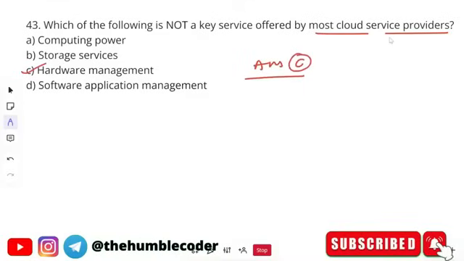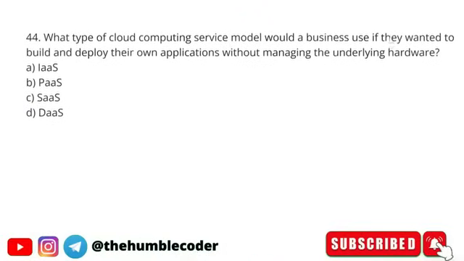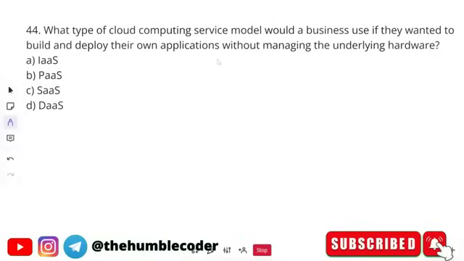service providers. Okay, next is this question, which is what type of cloud computing service model would a business use if they want to build and deploy their own application without managing the underlying hardware? So hope you have understood the question. They don't want to manage the underlying hardware basically. So for that, which is useful, the options are IaaS, PaaS, SaaS, and DaaS. The correct answer for this question is going to be option number B, which is PaaS.